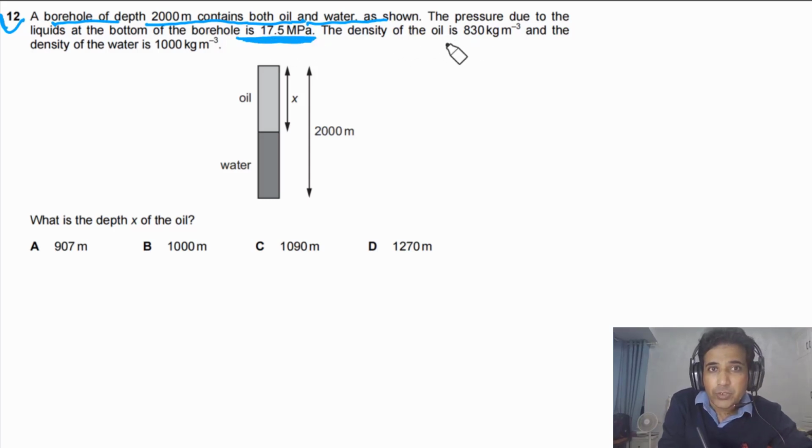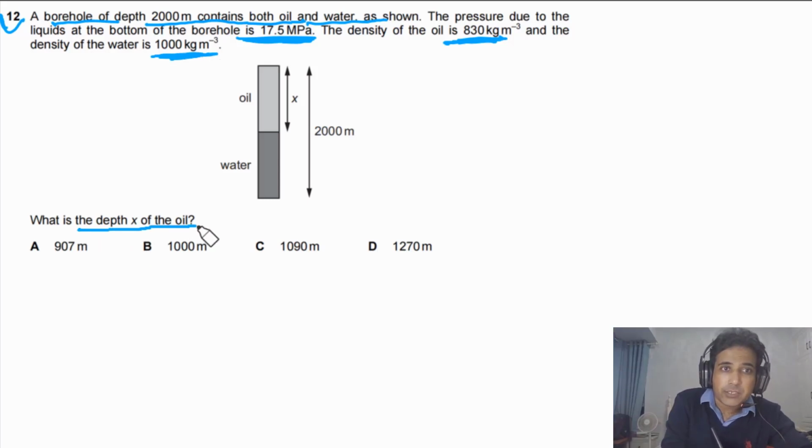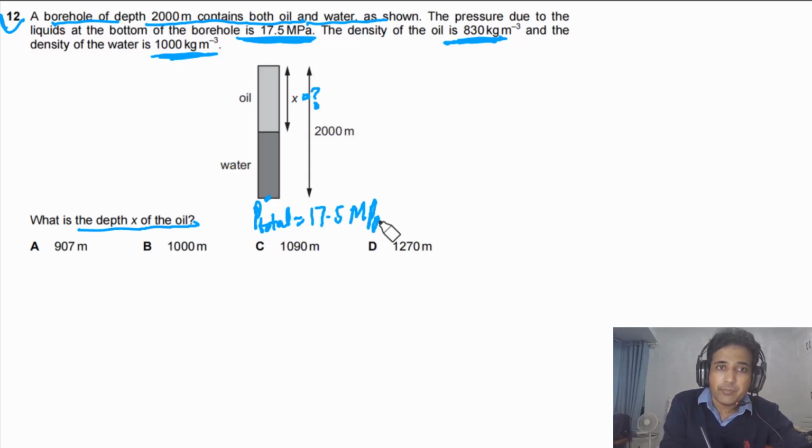The density of the oil is 830 kg per cubic meter and the density of water is 1000 kg per cubic meter. What is the depth x of the oil? Means we need to find the value of x. First of all we need to understand the value of P at this point. This is P total, and its value is given to us, that is 17.5 megapascals.